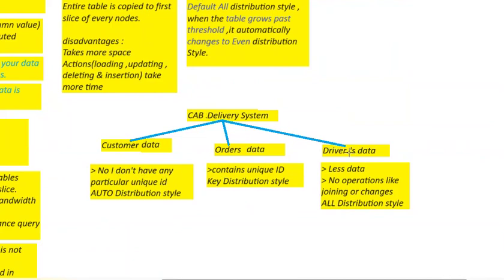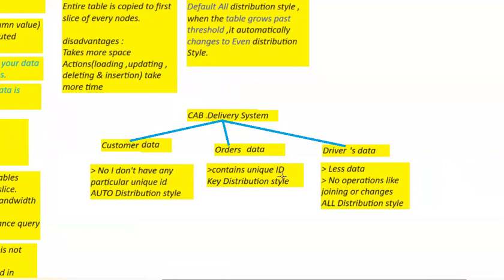So now I have a question: what type of distribution style do I need to choose for which type of data? I first considered orders data. What does this orders data contain? A unique ID based on the user's orders. Each and every time, my application provides a unique ID for that order to identify that particular order. Since it has a unique ID to identify a particular order, we can choose a distribution style, that is key distribution style.